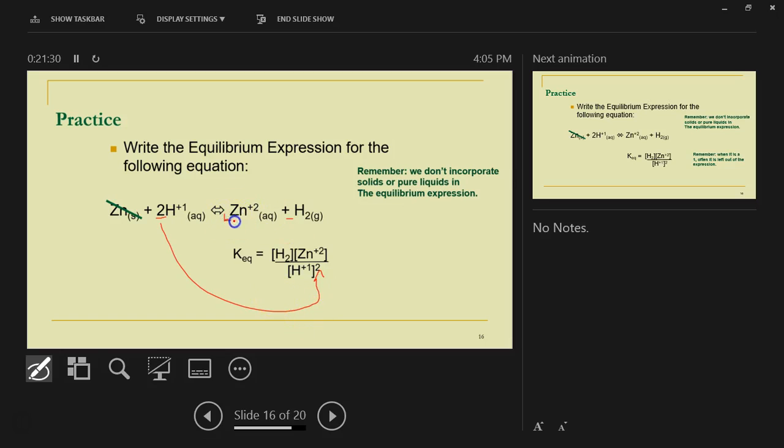Now you'll notice here they wrote the zinc second and the hydrogen gas first. It doesn't matter because these things are getting multiplied. These two things that are right next to each other are getting multiplied by each other. So it doesn't matter whether I put the H2 first or the Zn plus 2 first. They're both going to be multiplied, so it's irrelevant.